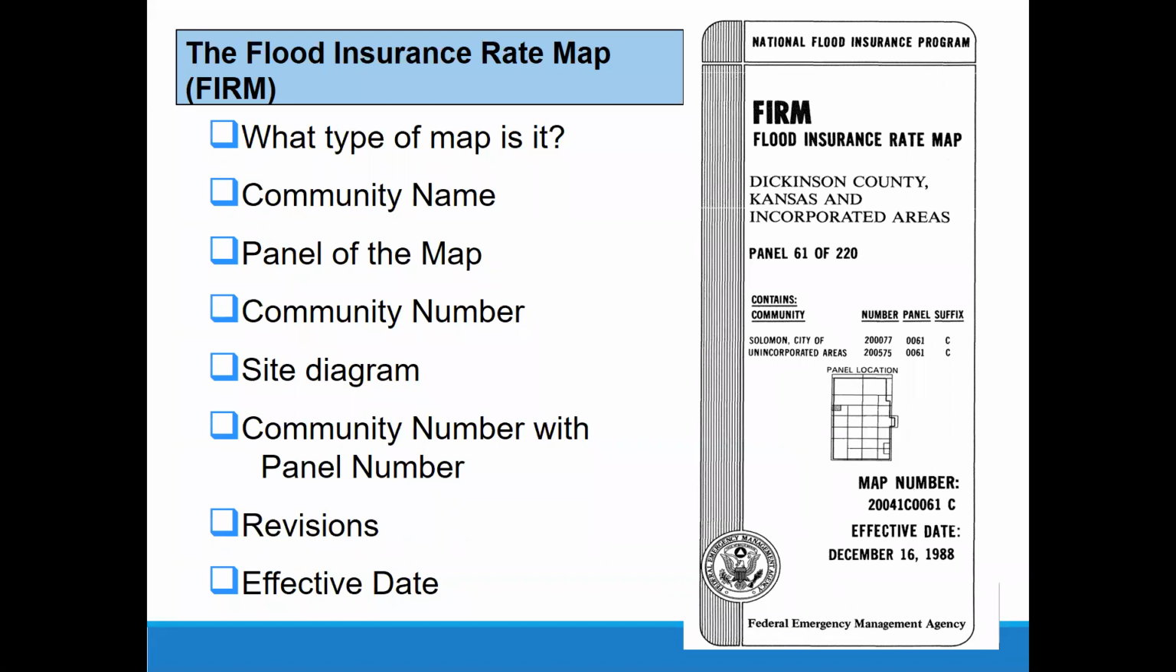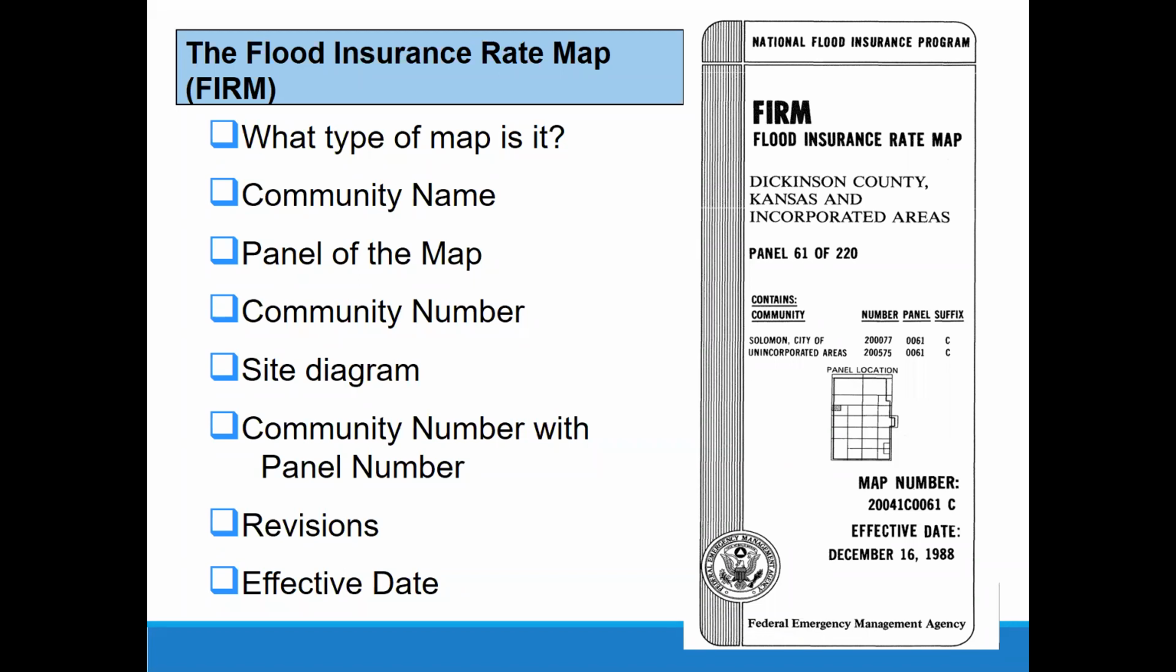It'll tell you the name of the community, and the community is Dickinson County. And if you look, it says this map contains community, City of Solomon, and the unincorporated county. Next to that has the community number. The community number is used on a lot of FEMA forms that you have to fill out, like elevation certificates. And it also has the map and panel number.